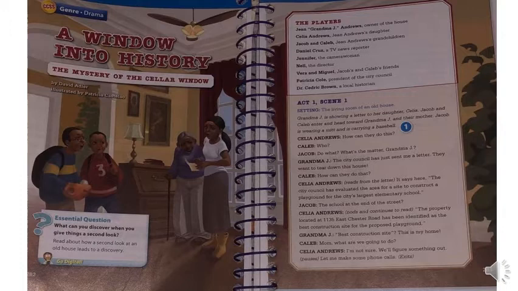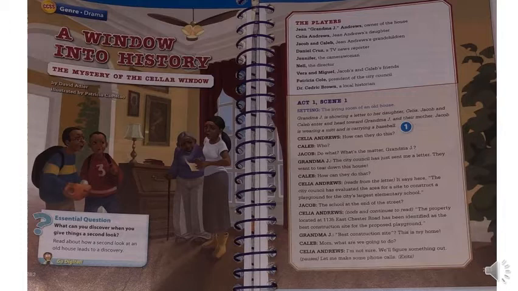So remember, guys, we talked about how plays are made up mostly of dialogue, and they contain scenes, they contain setting descriptions, and they contain stage directions. So a mystery, which is the main feature of a drama, a mystery involves something that must be solved.